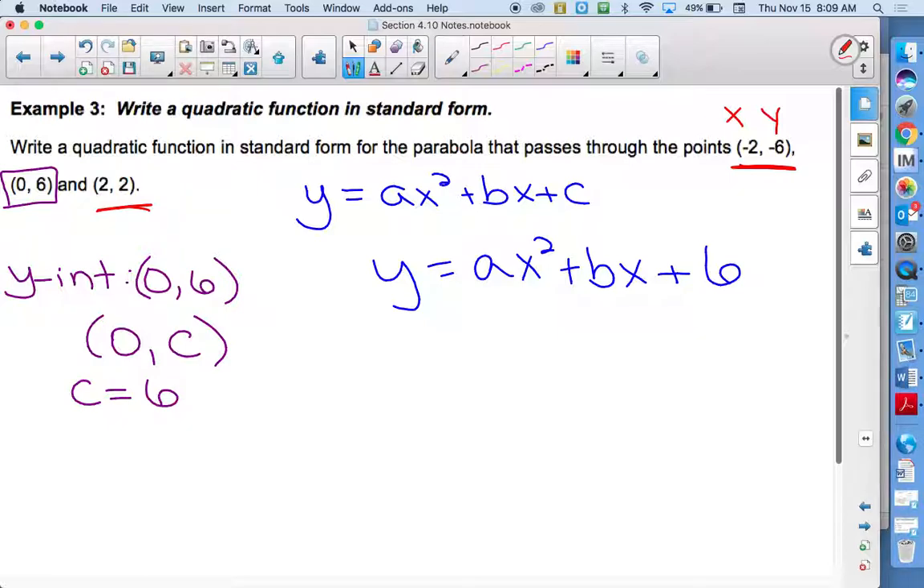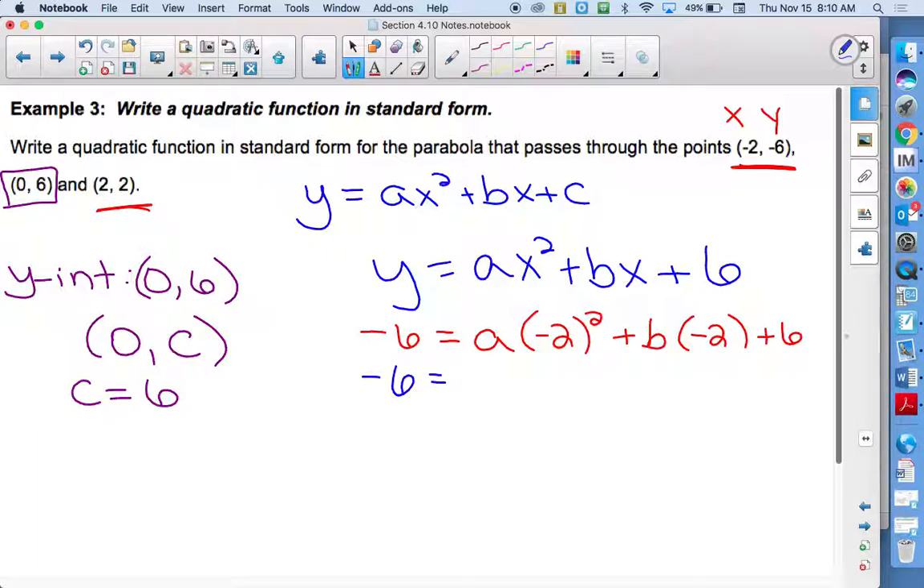So we have a -6 for Y. I don't know A, but X is -2, and that's squared. We don't know B, but X is -2, and then we have plus 6. See if you can simplify this a little bit. So Julian, we have -2 squared with A, so that makes 4a. -2 is with B, so that's -2b, and then plus 6.